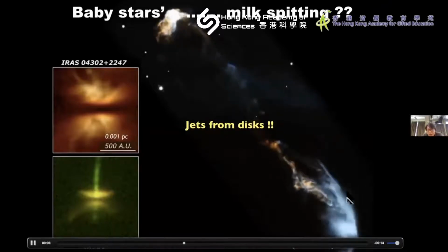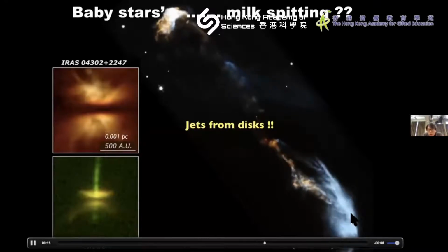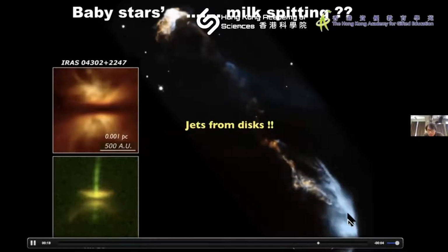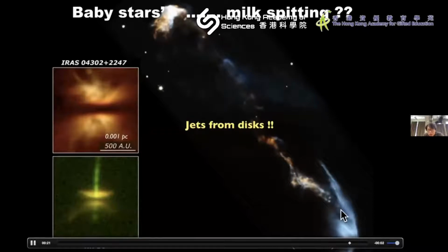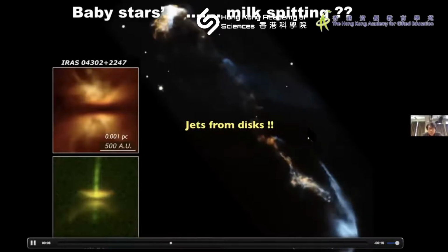But here is a continuous photo taken of one of these jets within 15 years. And you can clearly see that the jet is moving from lower right to upper left, while the star disk is located in the lower right. So it's shooting out from the disk.